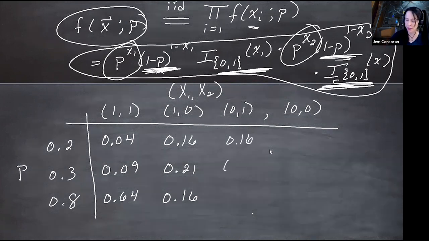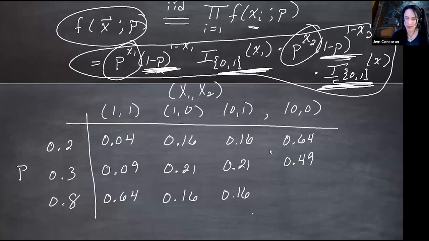Plugging in 0 and 1 for x1 versus x2, it's totally symmetric, so I'm going to get the same probabilities down the next column. And finally, plugging in 0, 0 for x1 and x2 for the different p's, I'm going to get 0.64, 0.49, that's going to come from 0.7 times 0.7, and 0.2 times 0.2, which is 0.04.